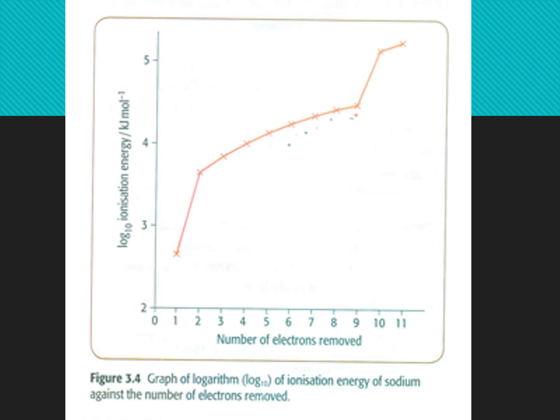We know it's sodium because it has 11 electrons total. And we know it's sodium also because it has a big jump after the first.